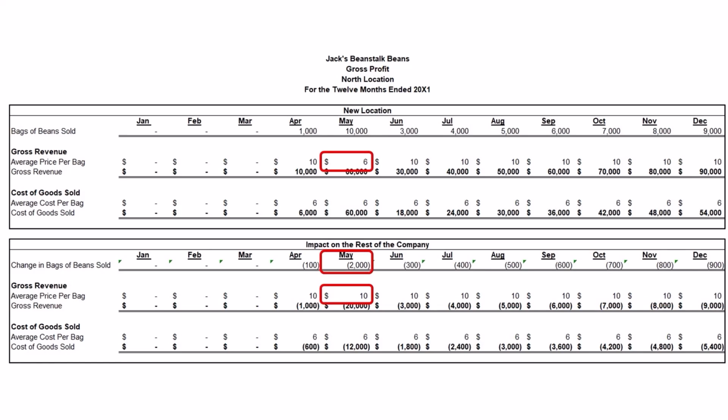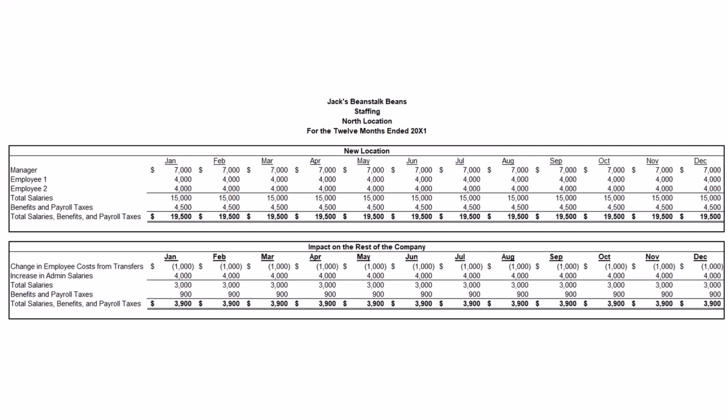The decrease in sales price for those 2,000 customers is price cannibalization. The staffing worksheet lists the staffing costs of the new locations and changes to staffing costs in the other parts of the company. Once again, let's start with the box that analyzes the new location.